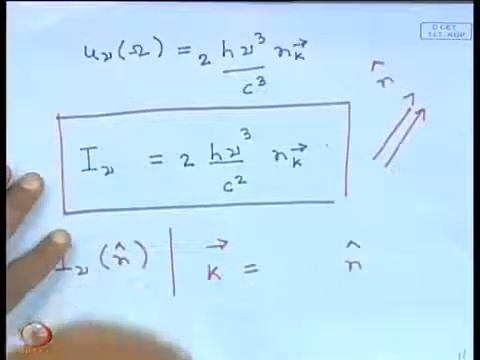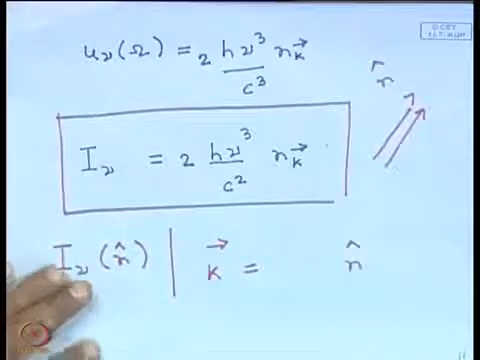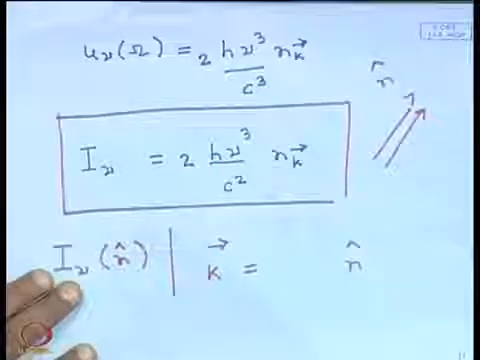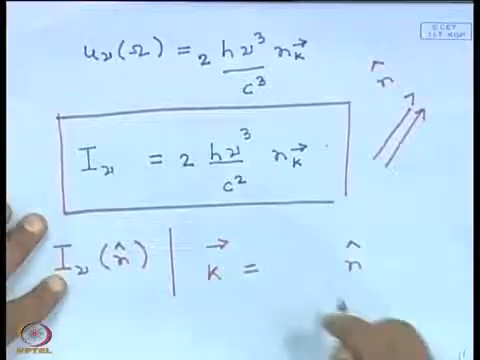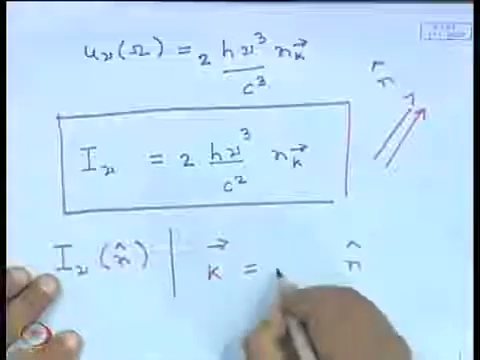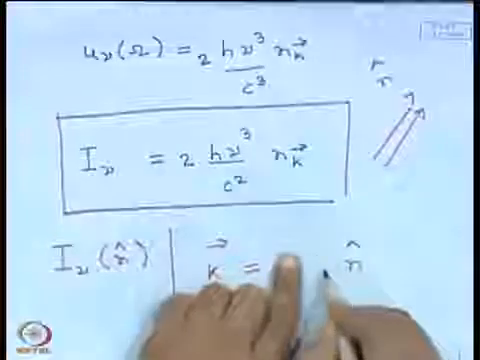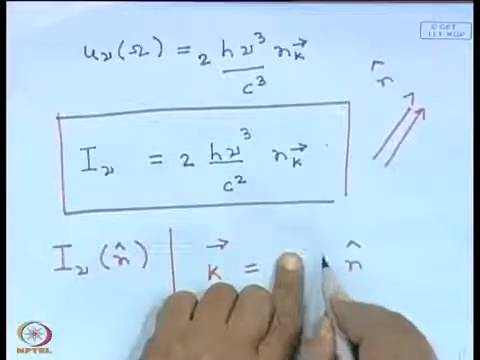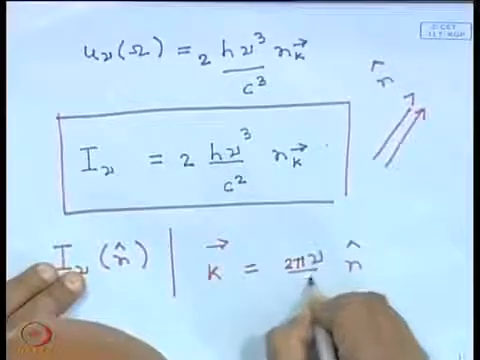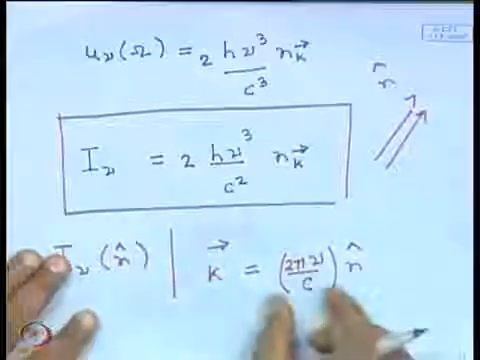So omega is equal to c into k, right. So, we can write this as 2 pi c into k. So, this is the modulus of k, the modulus of k is omega by c, and omega is 2 pi nu. So, we can write this as 2 pi nu by c, right. That is the modulus of k, the magnitude.